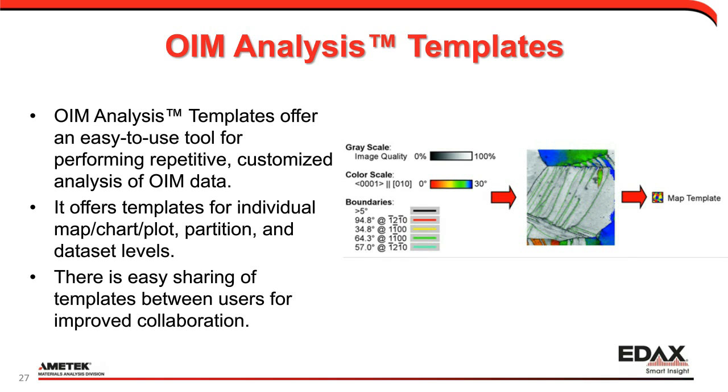So once you've customized a map or a set of maps or a plot or a chart or whatever you can do, you can save all those details into what we call a template file. And then you're able to use that file to apply to another data set, another sample. You can share it with a colleague, and they're able to repeat this analysis. So whatever you've selected for your boundary ranges, your colors, your tolerances are all then consistently shared across that template. So I think it's an easy use for repetitive customized analysis of your OIM data. And these templates can also be loaded onto your QuickGen Toolbar.